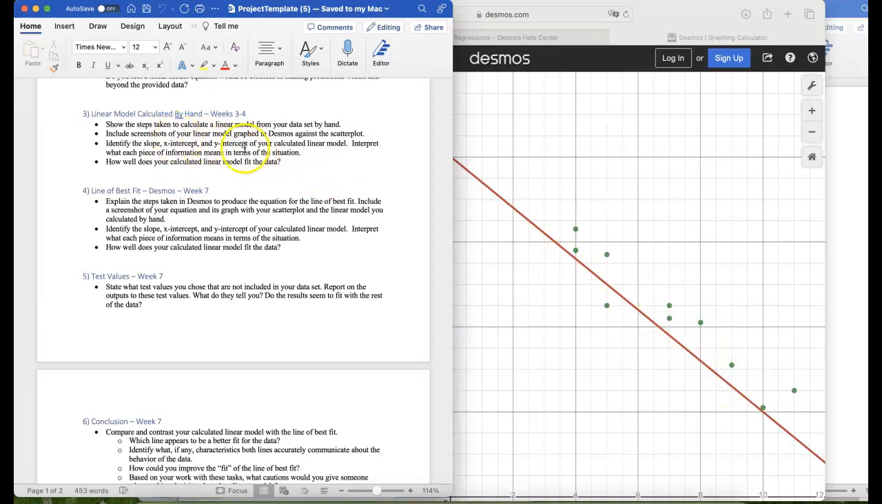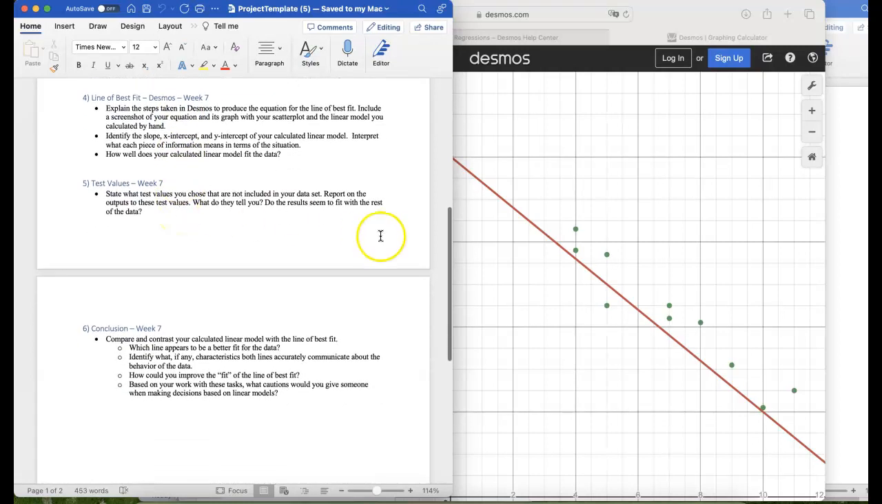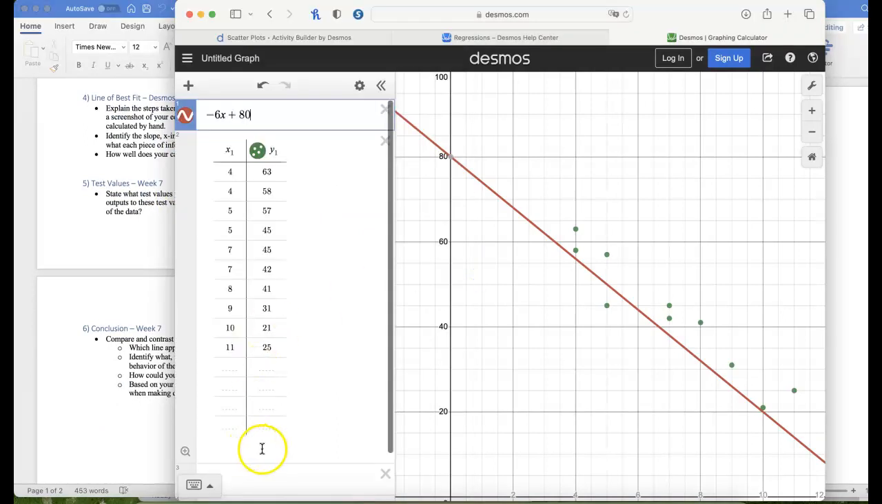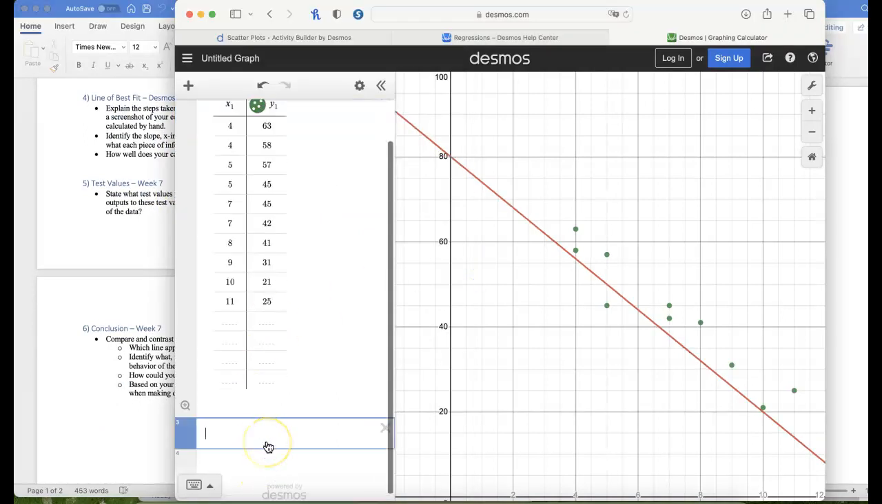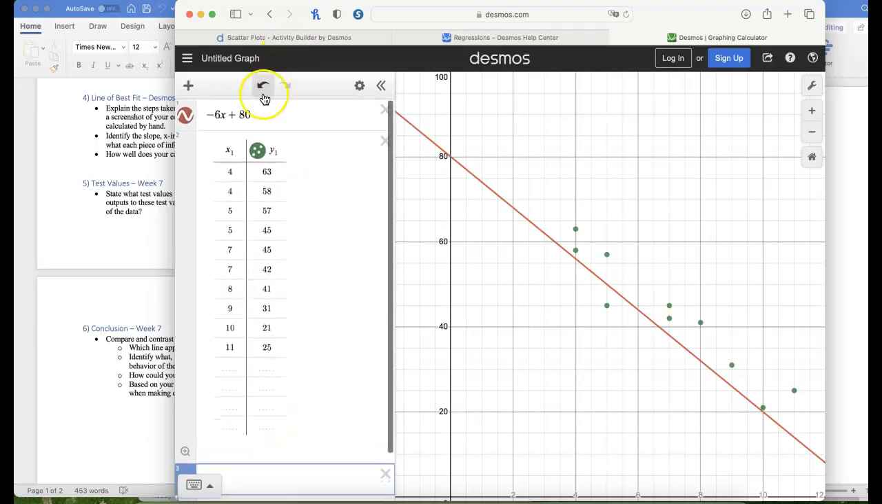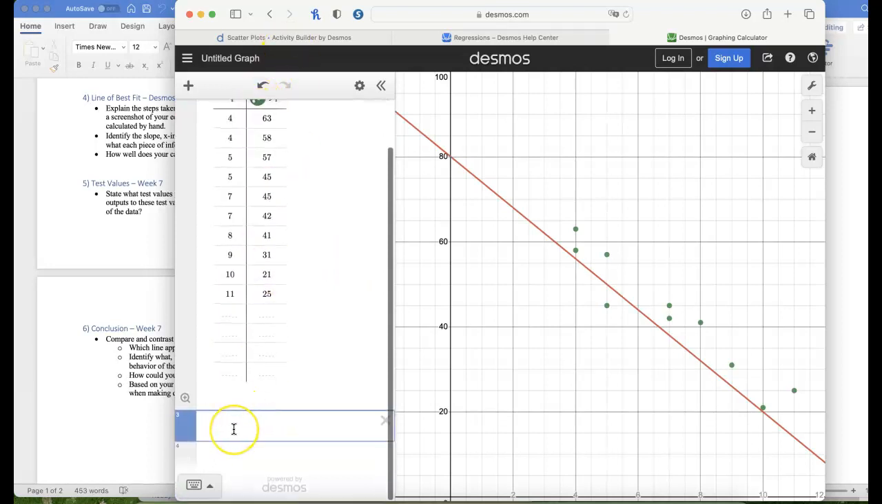But that's how you would talk about the intercepts and how you would talk about the slope in terms of what it means in your model. Make sure I didn't miss anything else there. So now we're hitting into best fit lines. So you want to create a best fit line. Not the one you did by hand. Actually, I'm going to leave it on here so we can compare them.